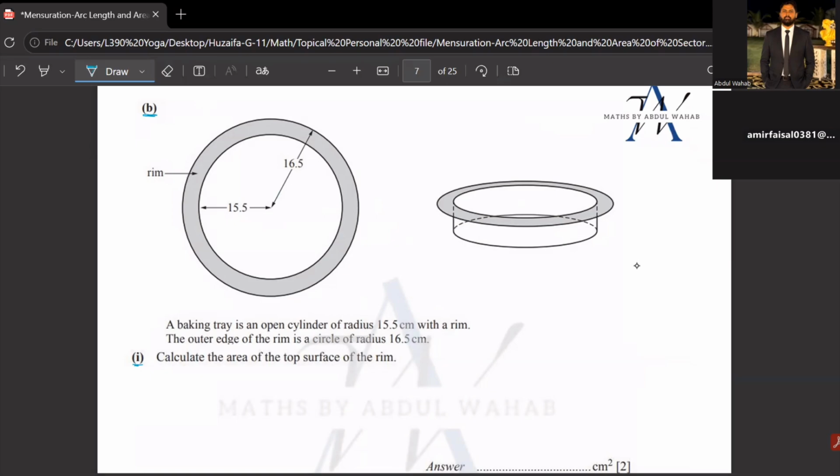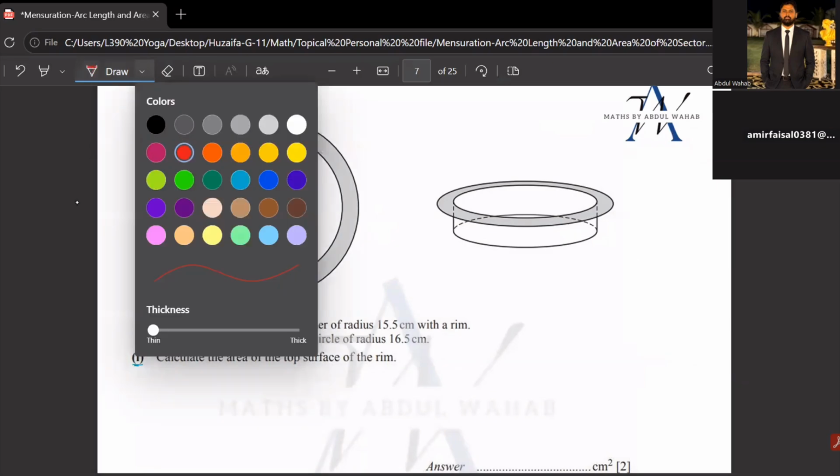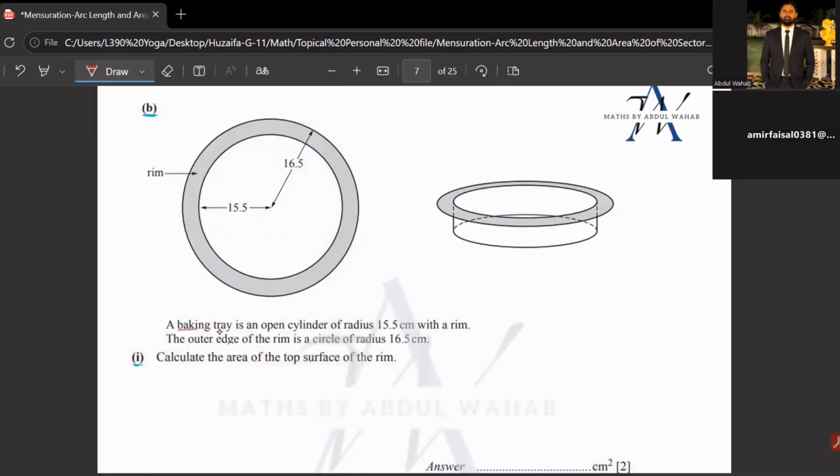Now, what the question is explaining: a baking tray is an open cylinder. We will not focus on the open cylinder here. We will discuss about the solid figures in the next lecture. We just say it's an open cylinder with radius 15.5 centimeter. Can you see the radius 15.5 centimeter with a rim?